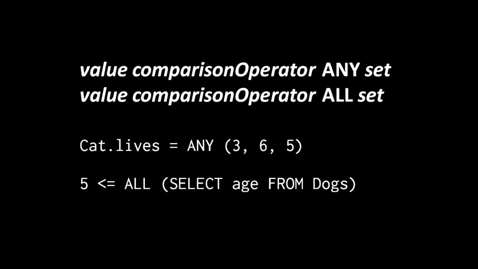Aside from in, we have a number of other operators which deal with sets, and these are actually combinations of the existing comparison operators, the equality operator, the less than operator, greater than, less than or equal to, greater than or equal to, etc. It's those operators, but then followed with either the reserved word any or all. And that turns these comparison operators into a comparison not between one value and another value, but between a value and a set. And so in our top example, this is an equals any operation with the value from the column cat.lives, testing whether it is equal to any value in the set 3, 6, and 5. In truth, an equals any operation is really just the same as an in operation.